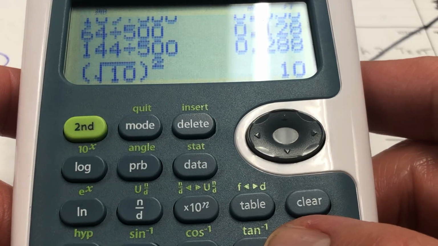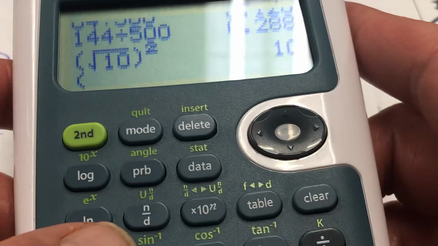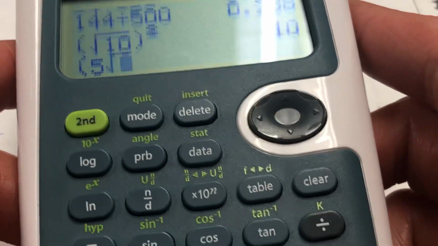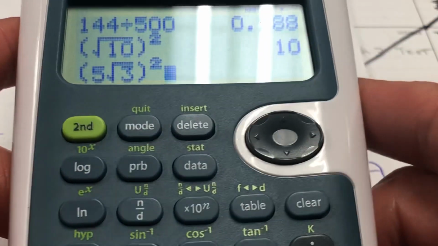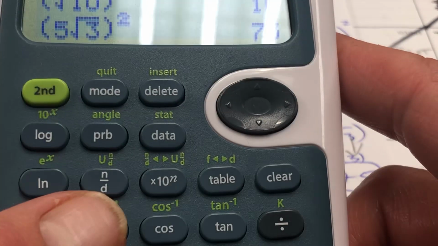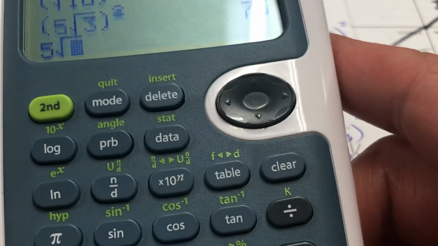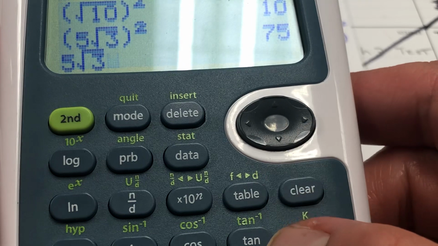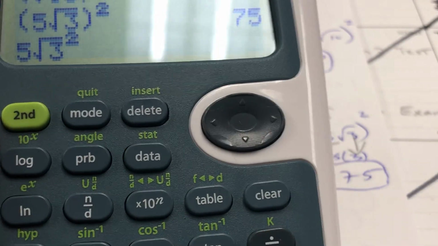We're going to first have parentheses, and then on the outside we're going to have 5, the square root of 3, close parentheses, and we're going to square it. Notice parentheses around both 5 and root 3. I get 75. Now here is the error a lot of students make. They'll write it like this. It looks the same. It's not, though.